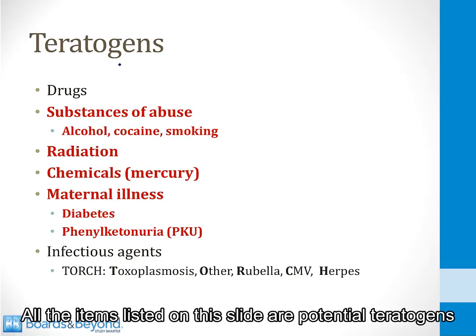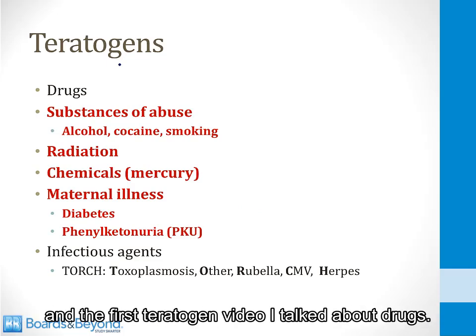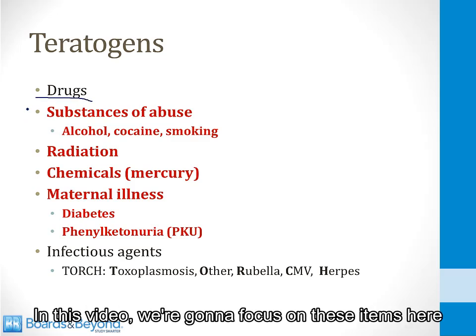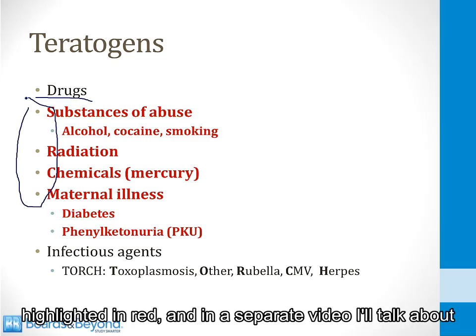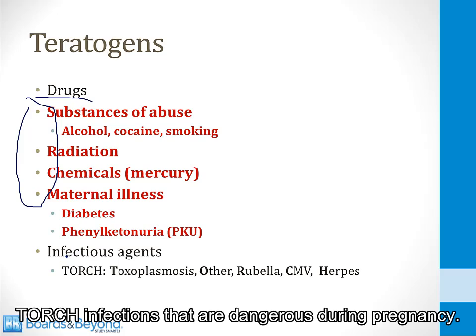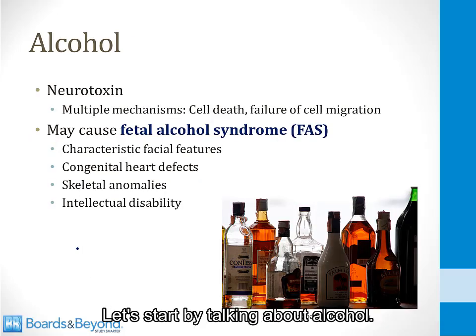All the items listed on this slide are potential teratogens. In the first teratogen video I talked about drugs. In this video we're going to focus on these items highlighted in red, and in a separate video I talk about TORCH infections that are dangerous during pregnancy. Let's start by talking about alcohol.